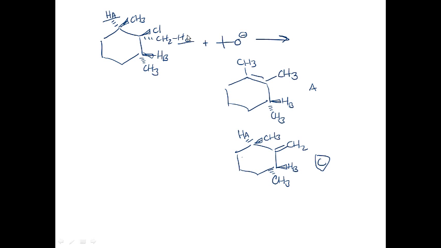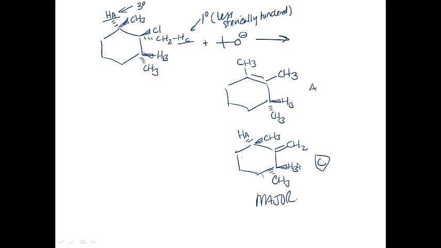Well, given the choice between deprotonating HC and HB, HB is a tertiary hydrogen, HC is a primary hydrogen, therefore it's less sterically hindered. And so therefore product C would be the major product of that reaction.